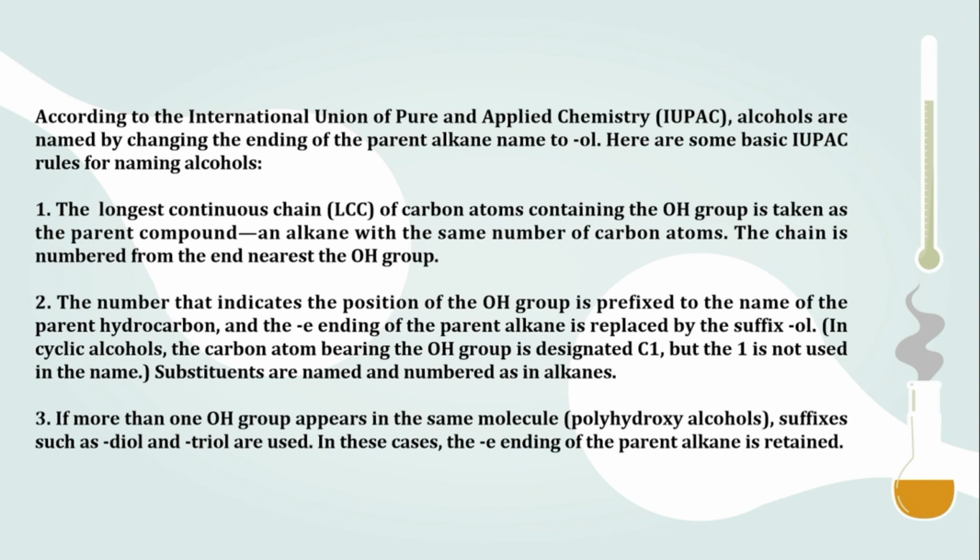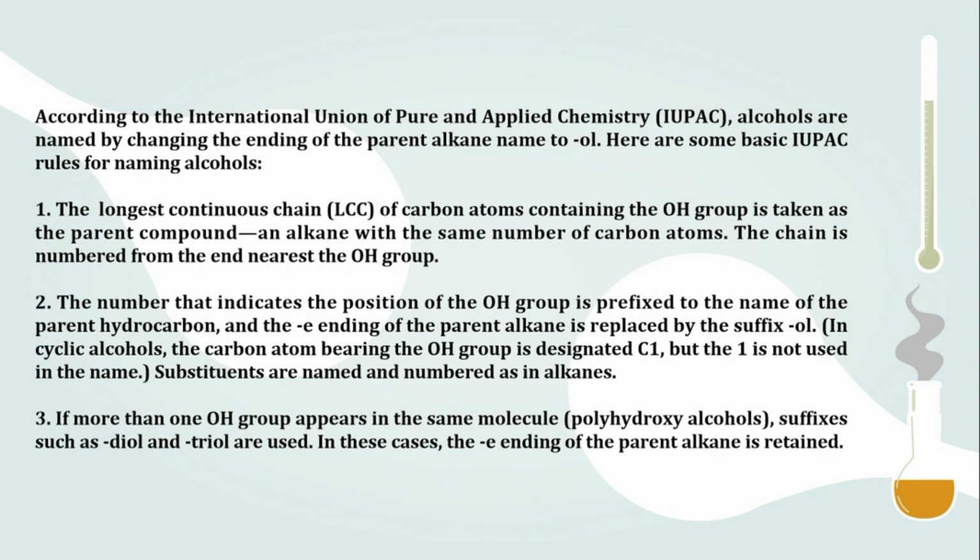So the number that indicates the position of the OH group is prefixed to the name of the parent hydrocarbon, and the E ending of the parent alkane is replaced by the suffix OL. The carbon atom having the OH group is designated as carbon 1, but when naming it, 1 is not used. Instead, substituents are named and numbered as in alkanes.